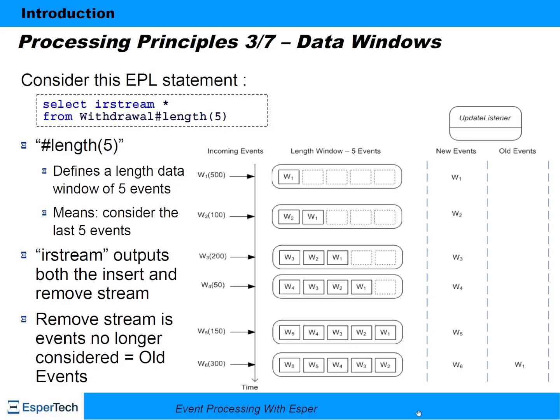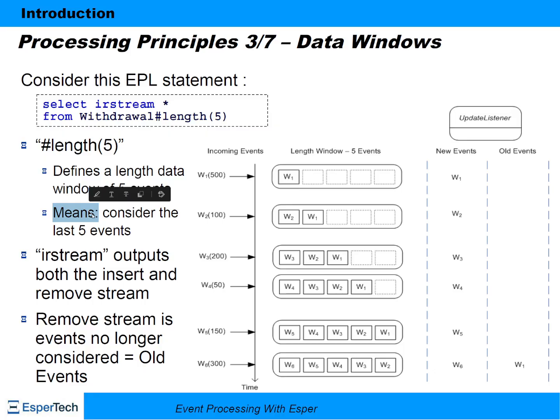This slide introduces data windows. Data windows define the subsets of events to consider. Here, we discuss the length window, that is a data window that keeps the last n events. Consider the following EPL statement. Select irstream star from withdrawal.win:length(5). The length 5 defines a length window of 5 events. This means the runtime will consider the last 5 events only.